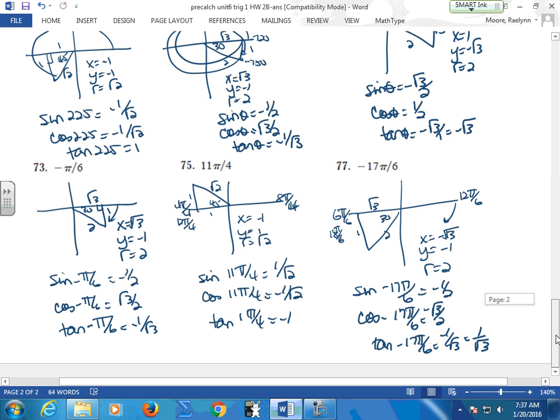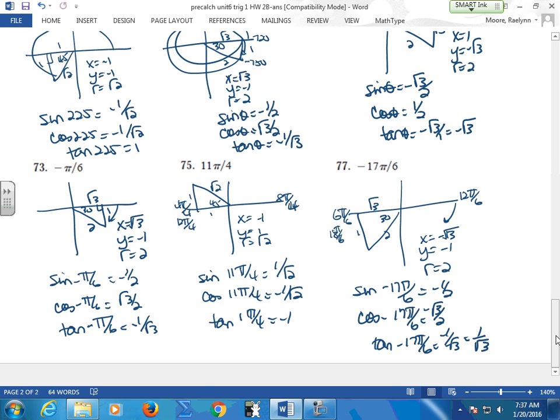Okay. And the last 3: negative pi over 6 terminates in quadrant 4. 6 goes into 180 30 times. There's your special right triangle. Pi over 4, 4 goes into 180 45 times.